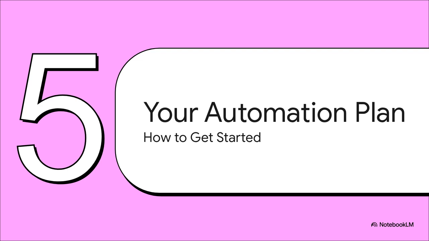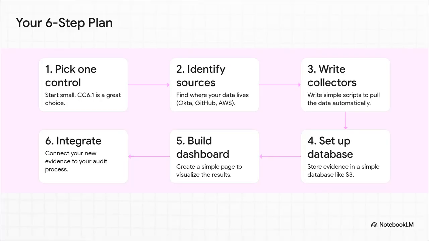Let's walk through the plan. Here it is, a clear, actionable 6-step plan. You start by picking just one control, something like CC 6.1. Then you identify where your data lives, you write those Python collectors to pull the data, and you set up a database like S3 to store it. From there, you build a really basic dashboard and then integrate the whole thing into your audit process. It's a methodical path to get your first big win.